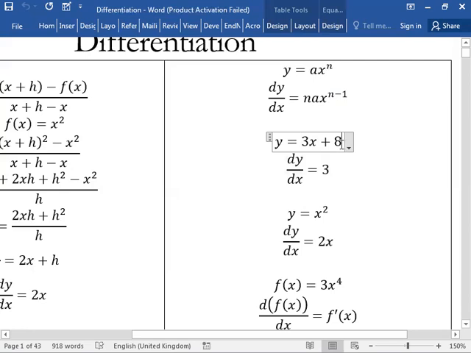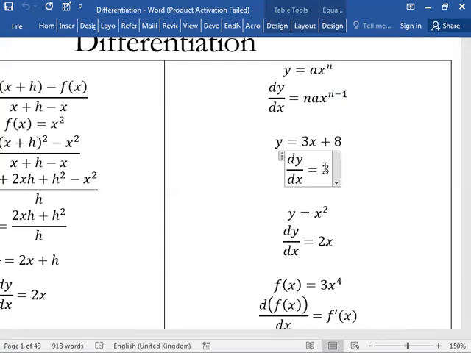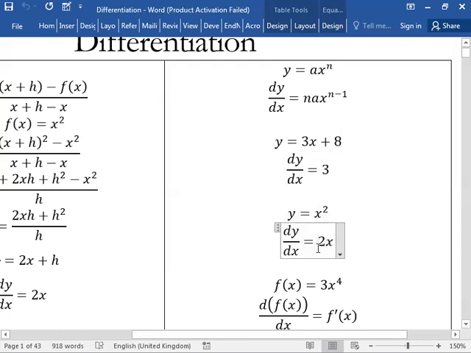That means x has a power. If there is no x written, x has a power 0, and when you multiply that 0 with this, the whole thing becomes 0. So if you are differentiating a constant, its derivative is 0. Okay? You got the derivative or differential as 3. Now you are convinced that the gradient is 3. Is this clear? Similarly, if you are differentiating x squared, the derivative or the gradient is 2x.